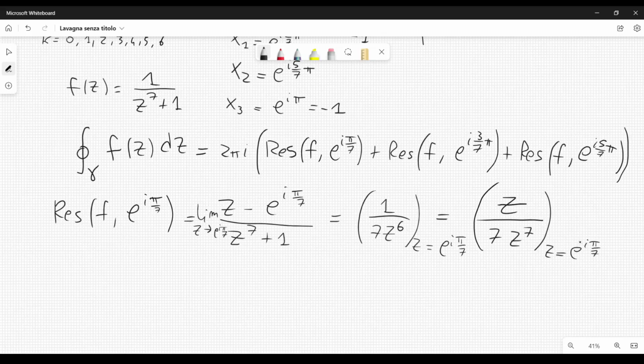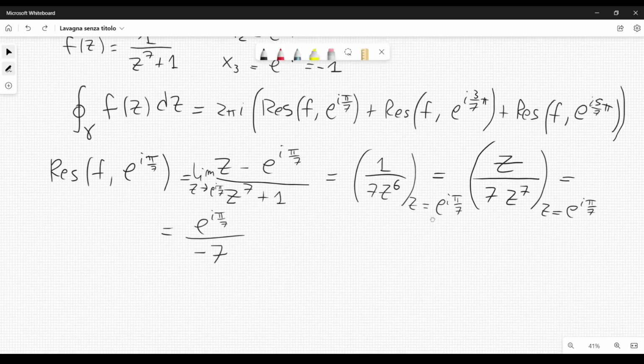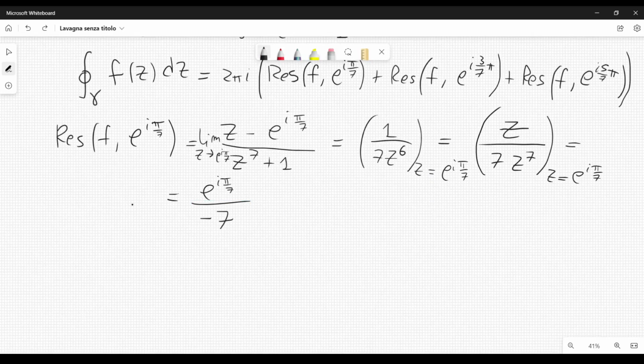Why did I do this? Well, because now in the denominator I have z to the power 7, but z to the power 7 is e to the i pi over 7 raised to the power 7, which is e to the i pi, and e to the i pi is minus 1. So in the numerator, we get e to the i pi over 7, whereas in the denominator, we get minus 7.